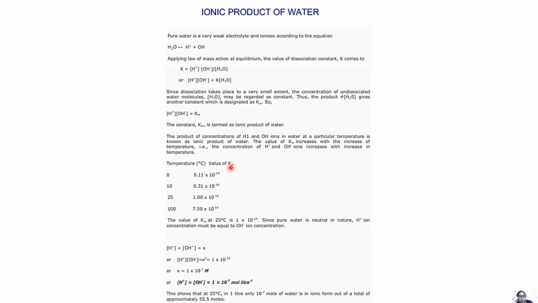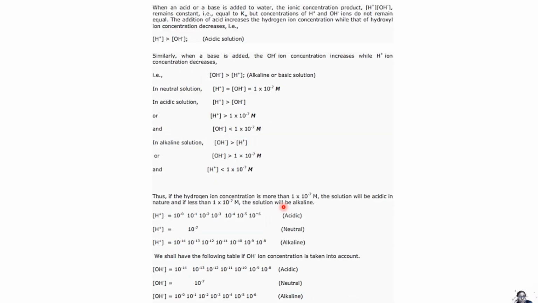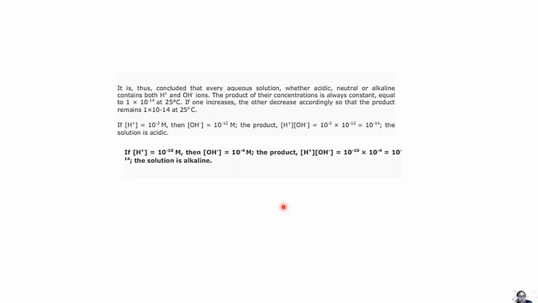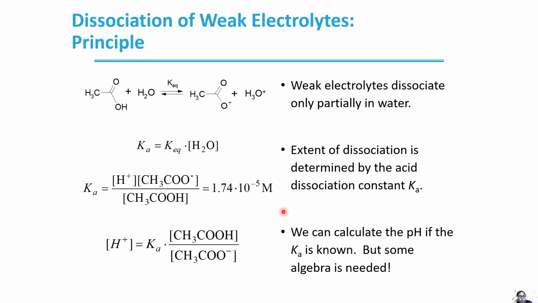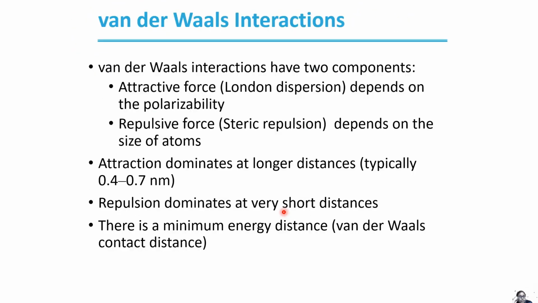The ionic product of water, or Kw, at 25 degrees Celsius is 1 times 10 to the power minus 14, and since pure water is neutral in nature, the H plus ion concentration must be equal to the OH minus ion concentration. So what was our question? The ionic product of water is 10 to the power minus 14 and not 10 to the power minus 7 as was mentioned in the question.